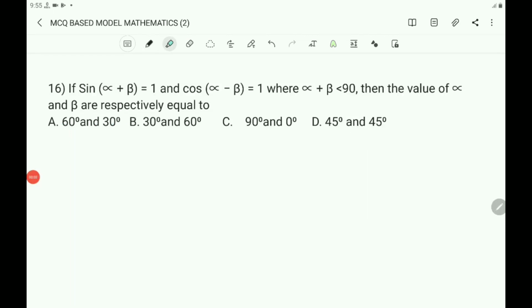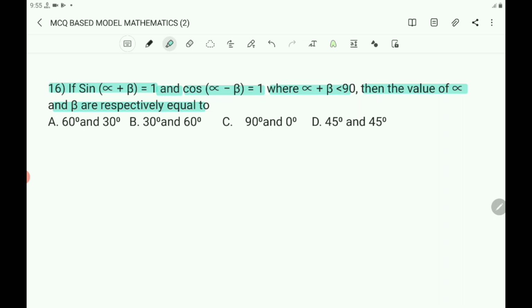Now the 16th question. If sin of alpha plus beta equals 1 and cos of alpha minus beta equals 1, where alpha plus beta is less than 90 degree, then the values of alpha and beta respectively are equal to. Here it is very simple.